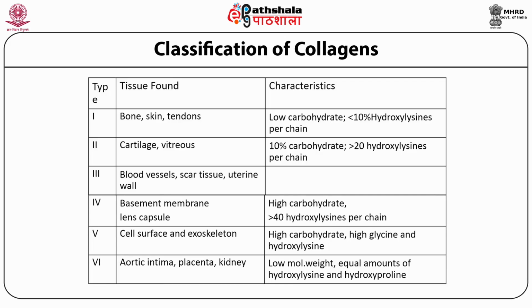Type 5 is cell surface and exoskeleton. Type 6 is aortic intima, placenta, kidney kinds of tissues. So I have listed a few of them here. You can look into the literature, and each one has special characteristics. They differ in carbohydrate linking, solubility, molecular weight, or the composition of other amino acids like hydroxylysine, which changes from one type of collagen to the other.